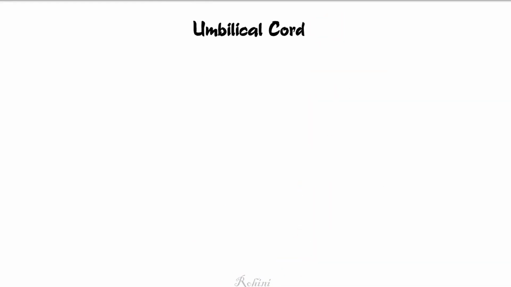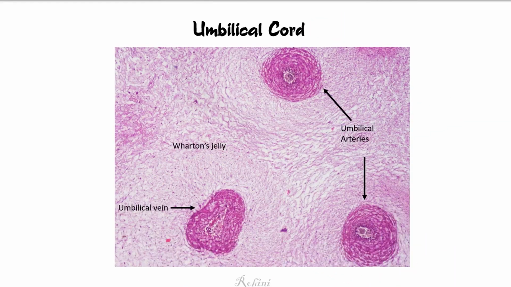Slide of umbilical cord is easy to identify, with a pair of umbilical arteries and a single umbilical vein. Intervening in between is the Wharton's jelly.